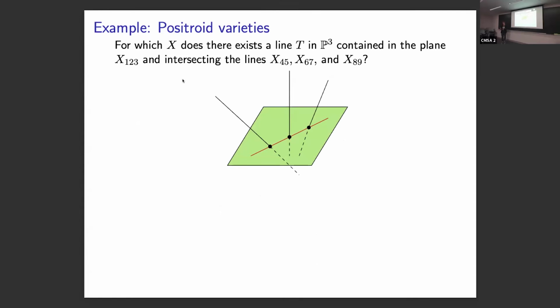We have just translated this into a Schubert problem, but in a very nice way that makes it easier to see what the elimination will be. So for which X does there exist a line in P3 contained in this plane and intersecting the other lines? Well, it's exactly when the intersection points of the 3 lines with the plane are collinear.